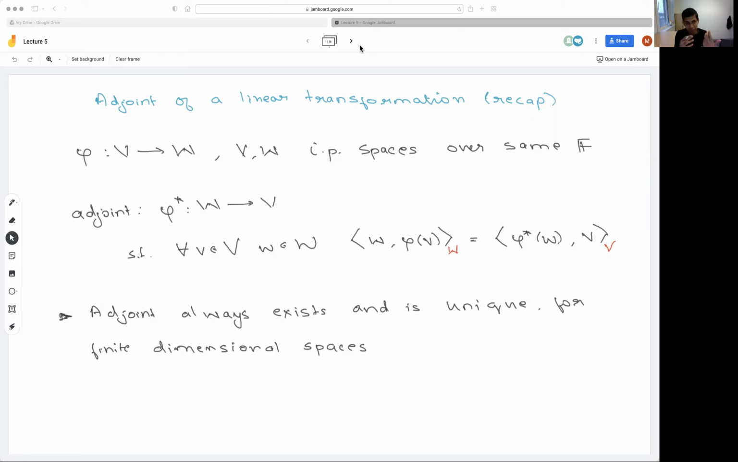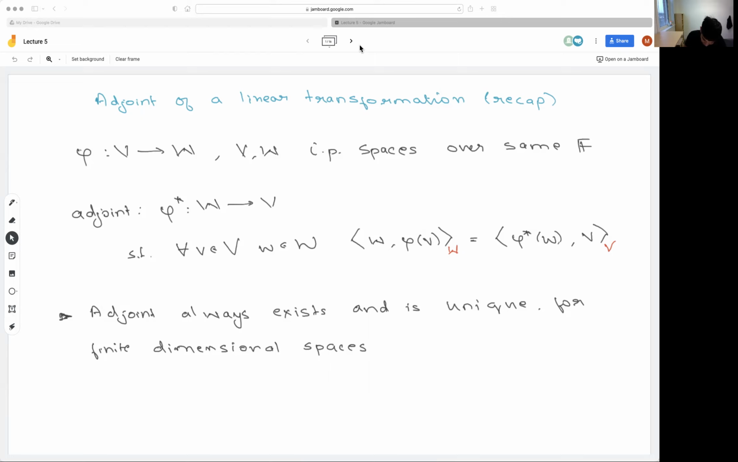Phi star is another linear transformation which maps in the reverse direction. It's something which depends on phi, and we saw how to write it down using the Riesz representation theorem and so on. It's not something which I can immediately, abstractly say for a phi, but if you're thinking of phi as a matrix, then we saw what this is.